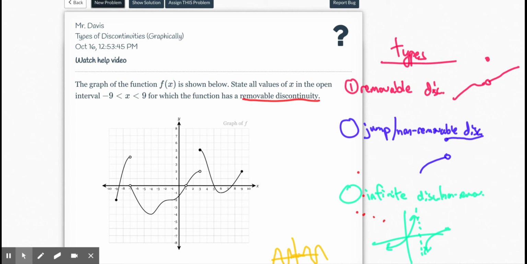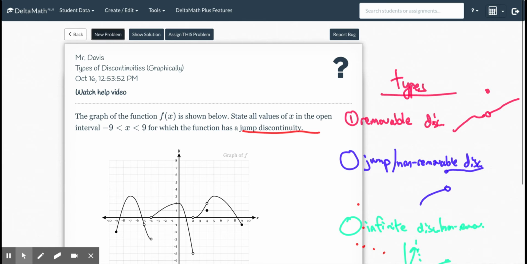Okay, so hopefully you got the idea there. You're basically just going to be identifying those.